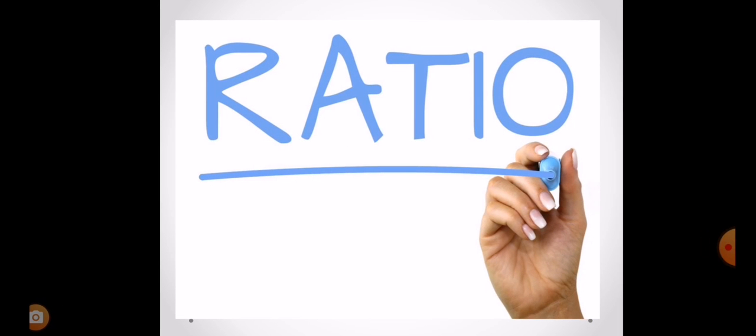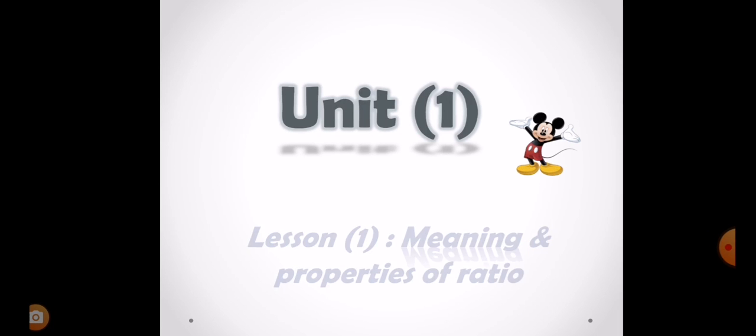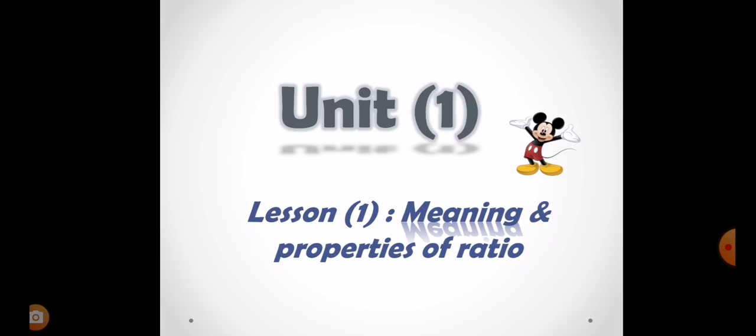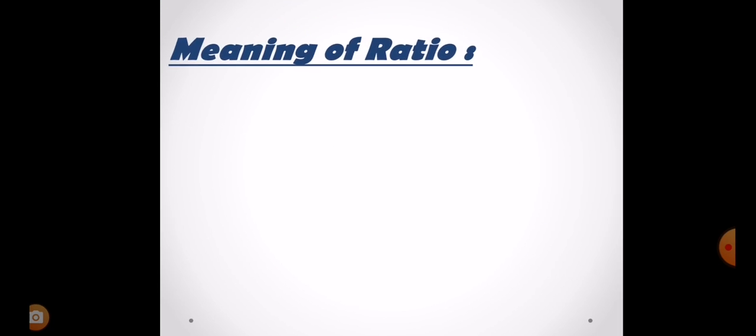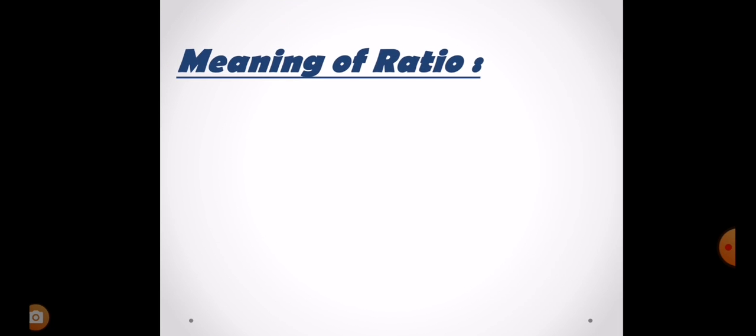Today we will take Unit 1 in Primary 6, which is called Ratio. First, we will take Lesson 1, Meaning and Purposes of Ratio. First, meaning of ratio. What is the meaning of ratio?